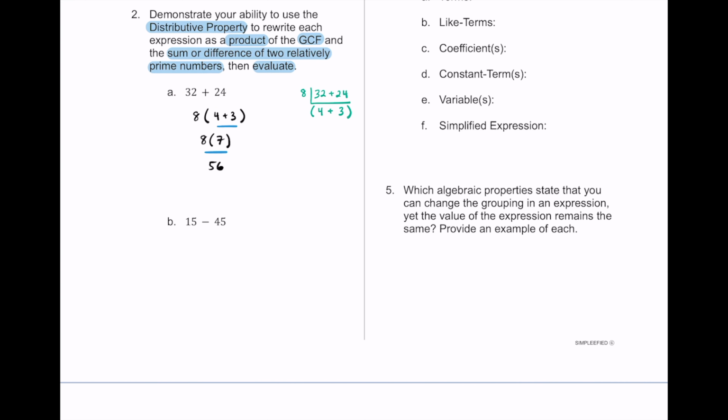For this second one, we have 15 minus 45. So let's write 15 minus 45. Let's see what their GCF here is.